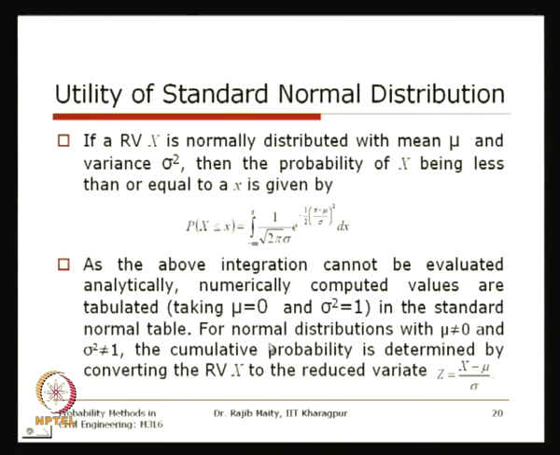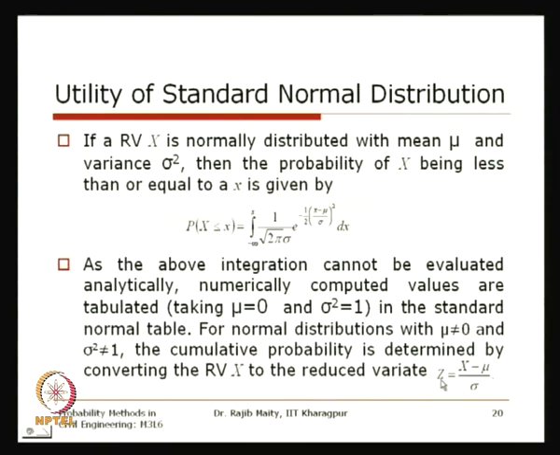Now, for all other normal distributions with any values of these parameters, that is, if this mu is not equal to 0 and this sigma square is not equal to 1, then the cumulative probabilities can be determined by converting this x to its reduced variate. So, how is it converted? That is, this x, that particular random variable, is deducted from its mean, whatever the mean value is, and it is divided by sigma. So, we get a new random variable which is z.